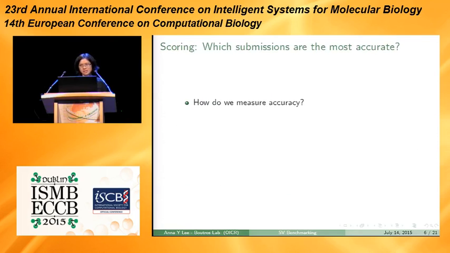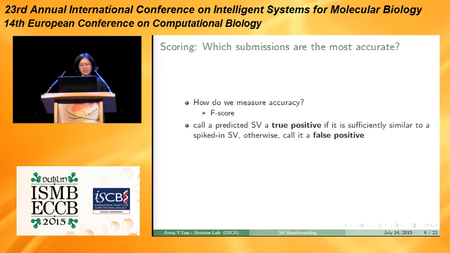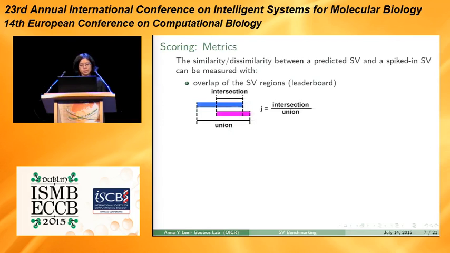Okay, so a key question is, which submissions are the most accurate? And to answer this question, we need a means of measuring accuracy, so we use the F-score. But to compute the F-score, we then need to have a means of identifying true positives and false positives. So our approach is to say we call a predicted structural variant a true positive if it is sufficiently similar to a spiked in structural variant. Otherwise, it's called a false positive. But then this raises the question, how do we measure the similarity between a predicted structural variant and a spiked in structural variant? So we looked at a few different approaches.